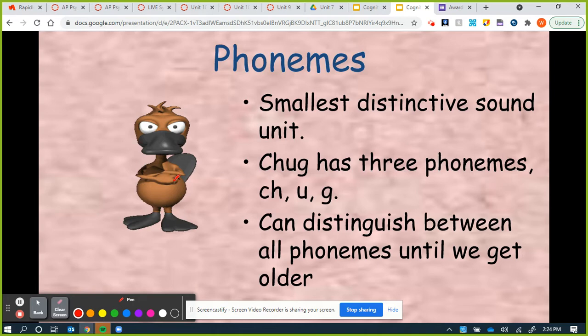Like in chug: ch, uh, ka, all right, three different sounds, but it's only two separate syllables. What's interesting about phonemes is we are born with the ability to pronounce any phoneme of any language. We are set up, or we are a blank slate when it comes to language. We can pronounce any phoneme.